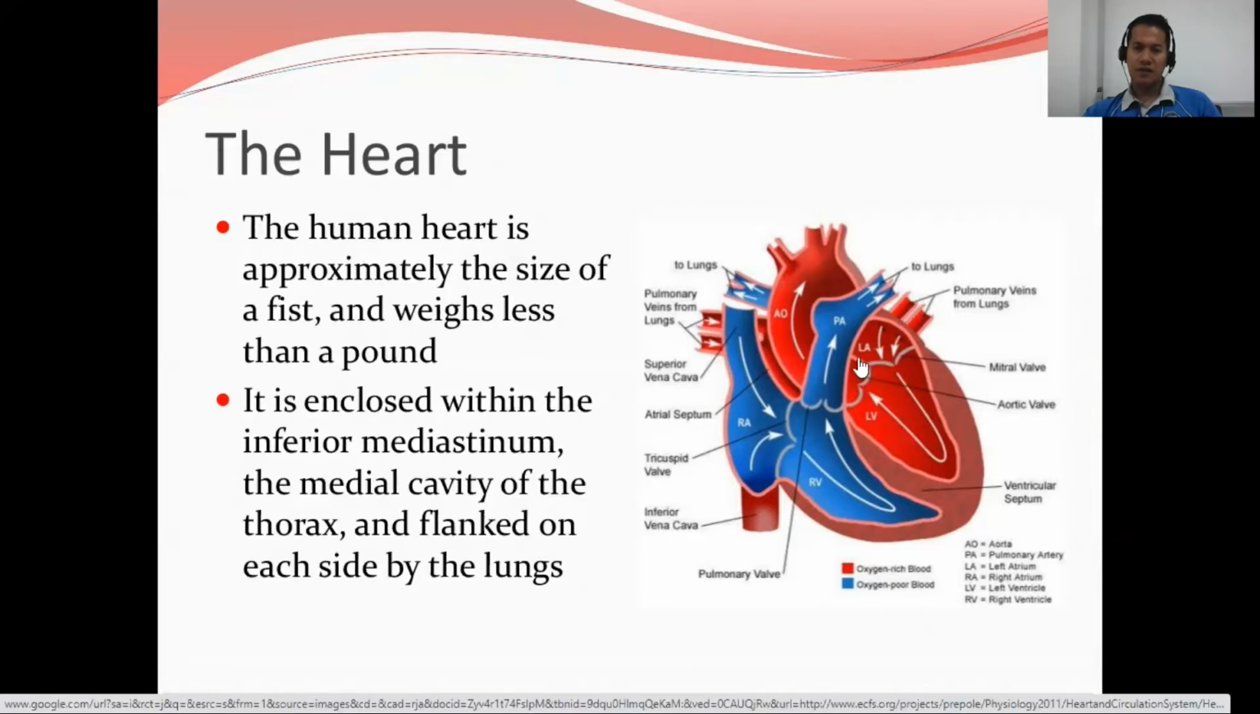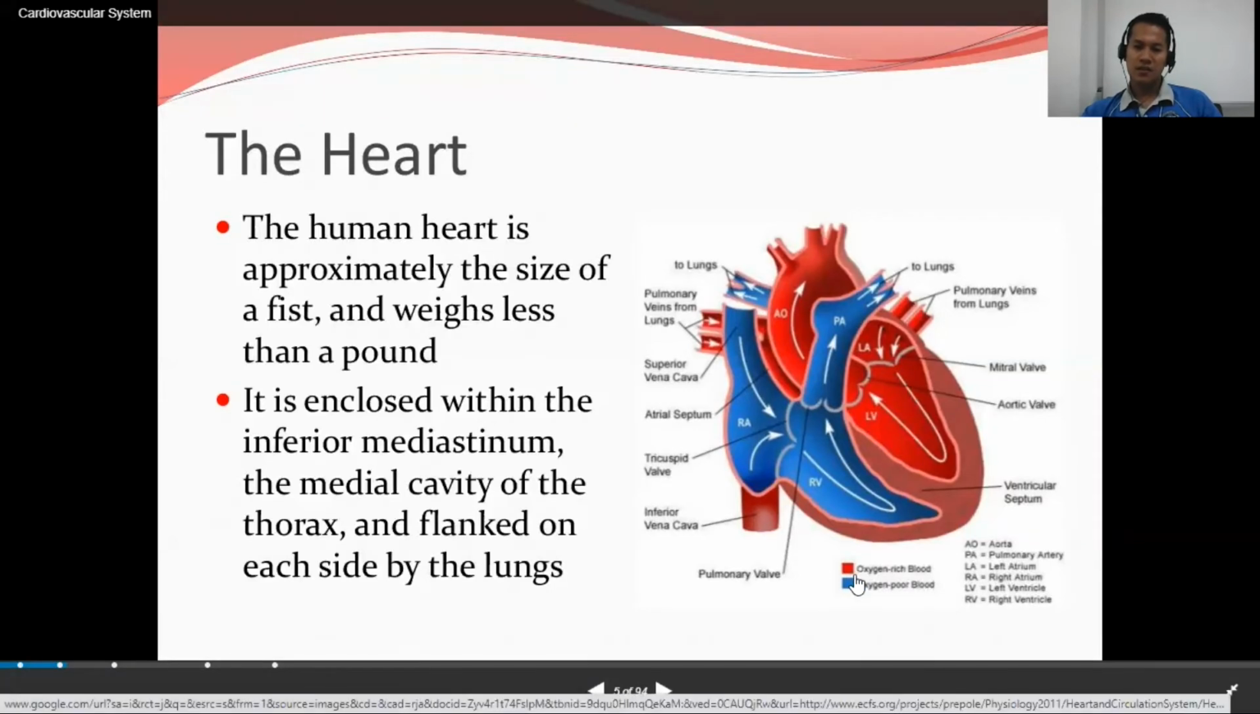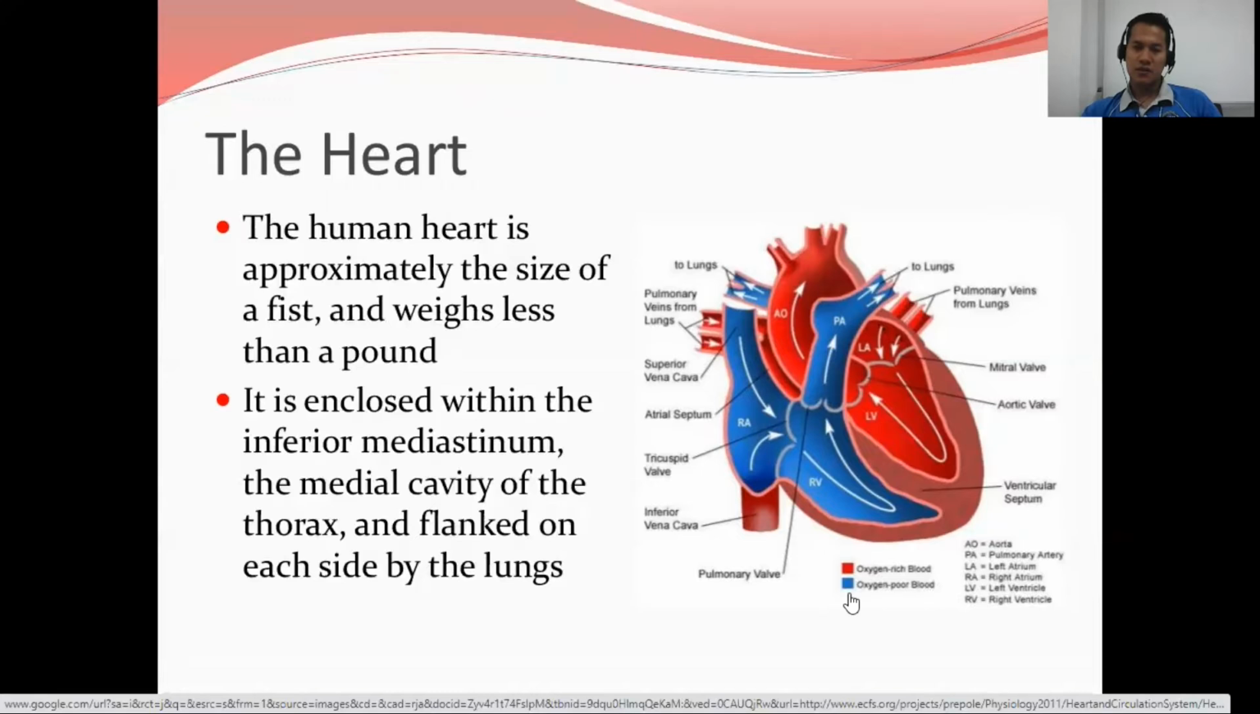It goes to the left atrium, and from the left atrium going down to the left ventricle. Look at the arrow. The same here as well. This arrow will go here, and then this arrow will go here. It's all in the left atrium. From the left atrium, it will come down to the left ventricle and then to the aorta going to the body. Again, the red is oxygen-rich blood. Blue is oxygen-poor blood.